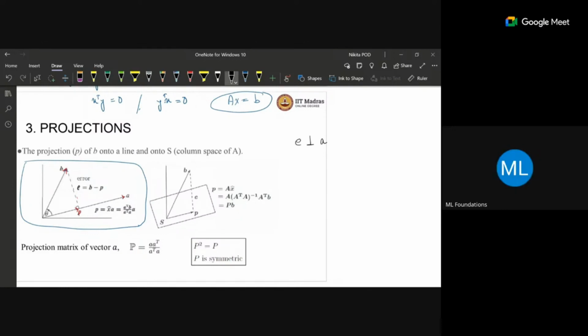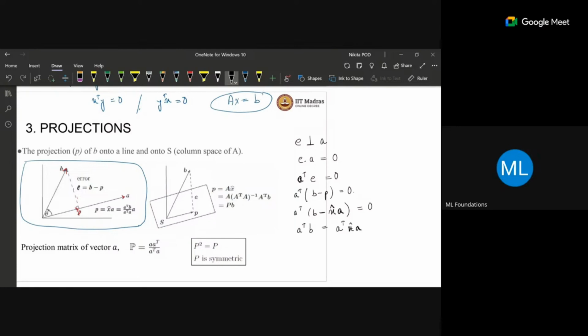If e should be perpendicular to a, it means that the dot product should be zero. It means that I can say a transpose e should be zero. And what is e? e is just b minus p. And what is p? p is some multiple of this vector a, so I can write it as x hat a, where x hat is just a constant. Then a transpose b equals a transpose x hat a.